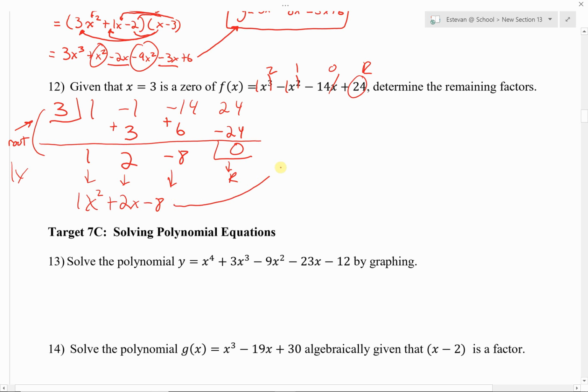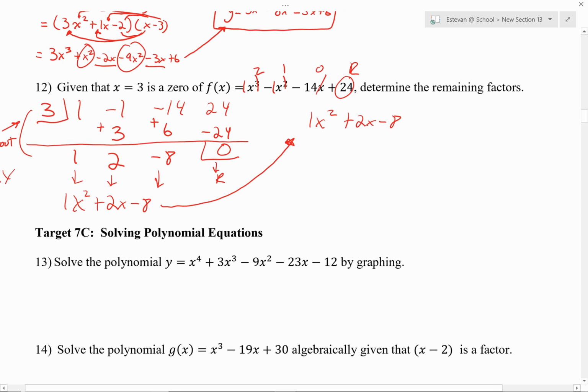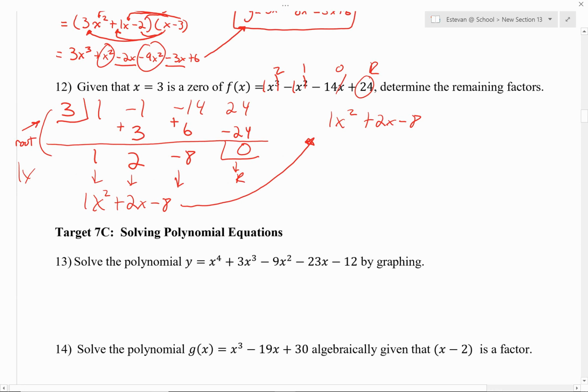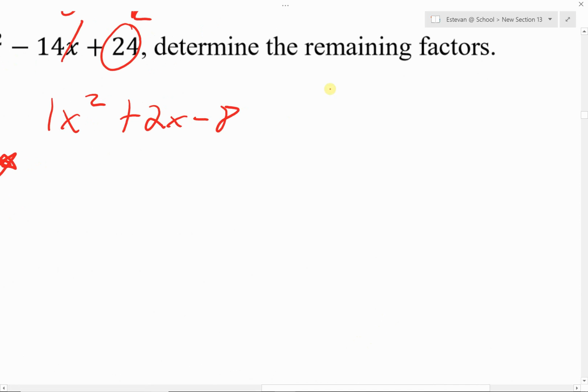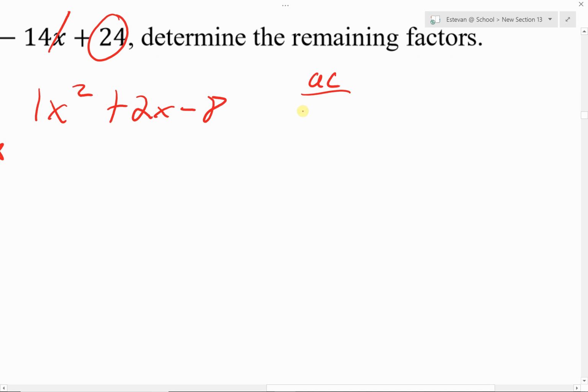For space, move it over to the side. 1x squared plus 2x minus 8. I need to factor it. So I'm going to zoom in a bit. Alright, to factor it, this is the AC method. To do it, I need to multiply.